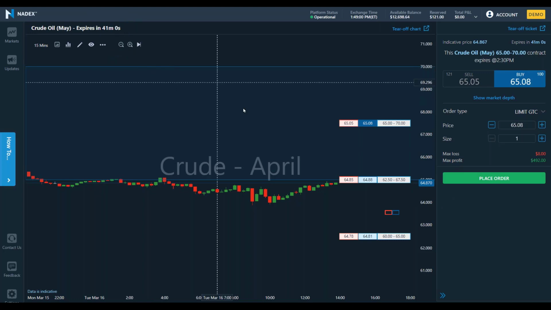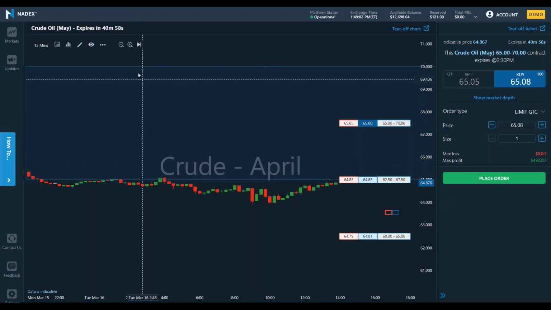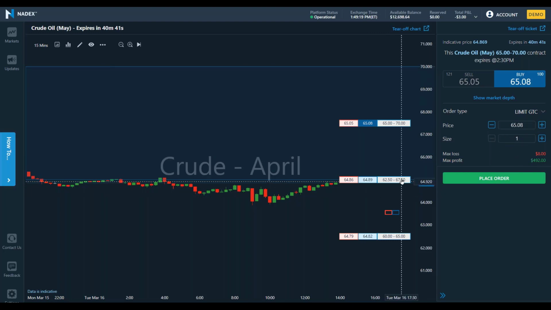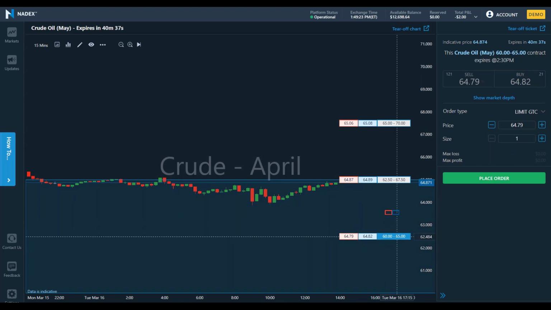If I thought oil were going to pop and go higher in the next 41 minutes, I could buy this. It would only cost me $8. And if oil happened to pop and get up to $70 a barrel in the next 40 minutes, I can make a pretty substantial profit. But if I thought oil were going lower, I would choose probably a different one.